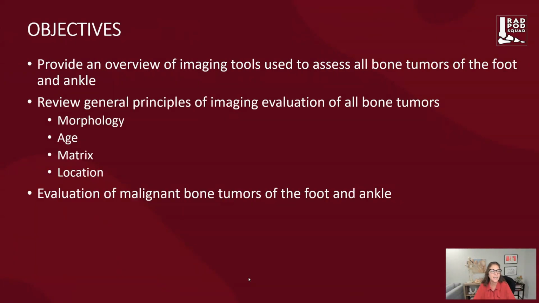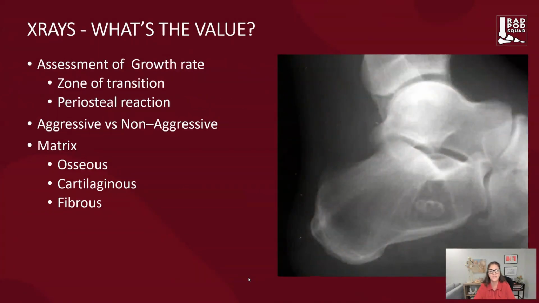Our objectives together will be to provide an overview of imaging tools used to assess all bone tumors of the foot and ankle. We'll review general principles of imaging evaluation of bone tumors, including a review again of our morphology, age, matrix, and location, and we'll take a look specifically at evaluation of malignant bone tumors of the foot and ankle.